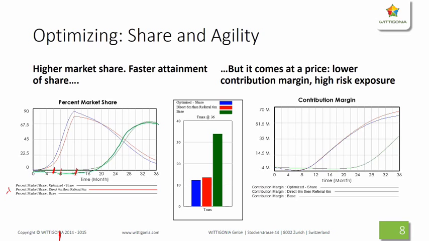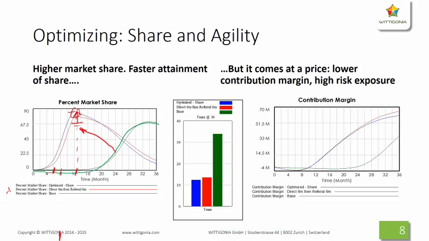Now what you can see is that we are shifting the curve quite significantly towards here, and we are attaining not only this maximum market share at a much earlier point in time, but also at a higher level. So we are moving also the maximum market share here, and that is quite remarkable.